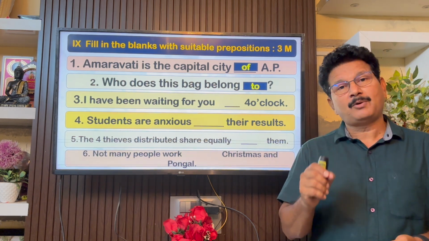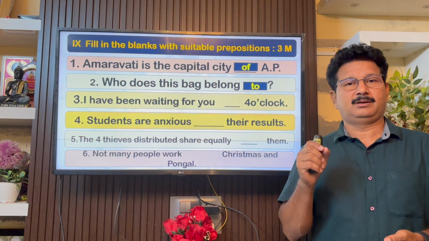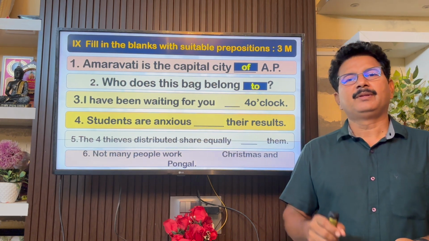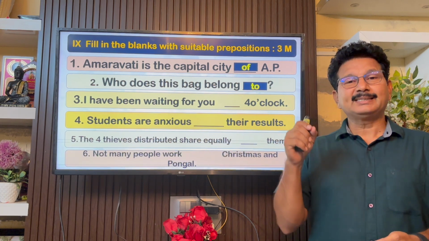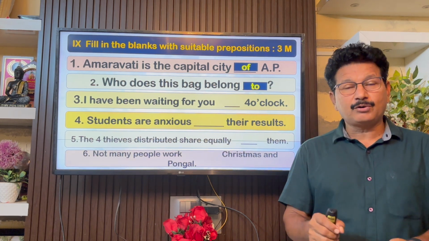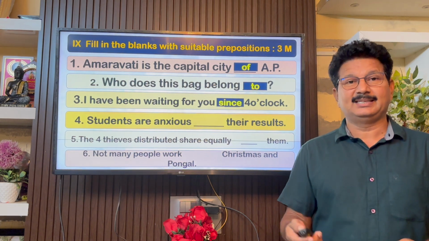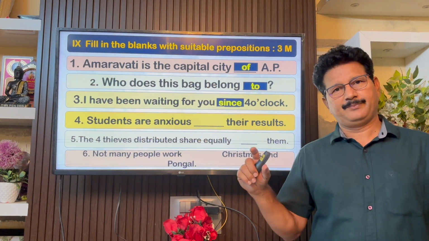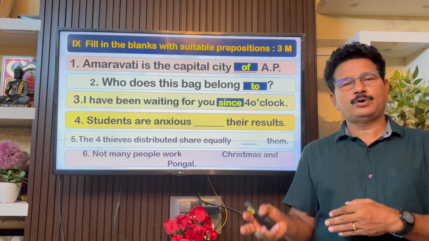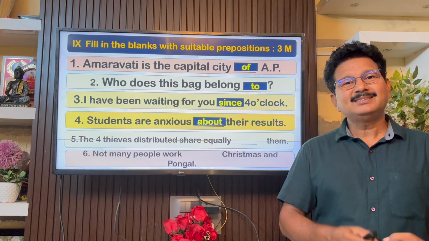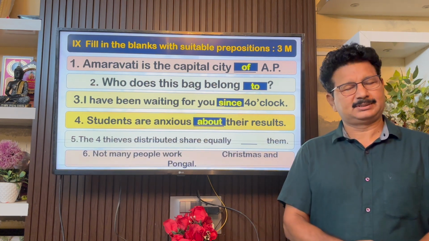When we talk about time, like a particular point of time, we say since. Like since Monday or since 4 o'clock or since 1995. These are the things we use with since. Whereas if there is a duration, a period of time, we say for 2 hours or for 5 days or for 6 years. So now, students are anxious about their results.